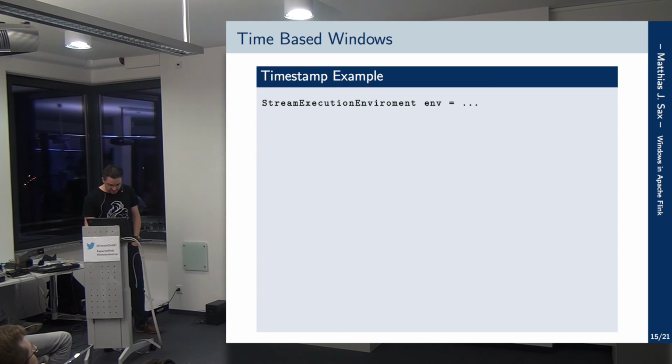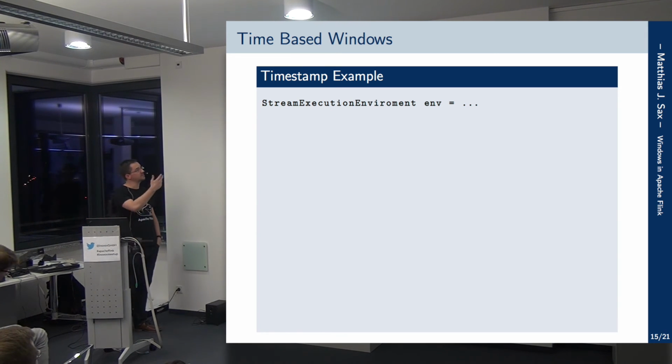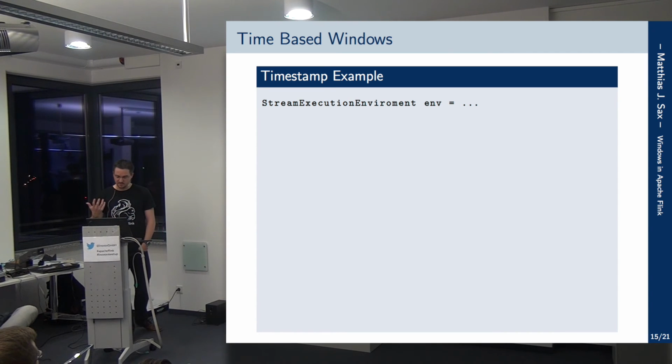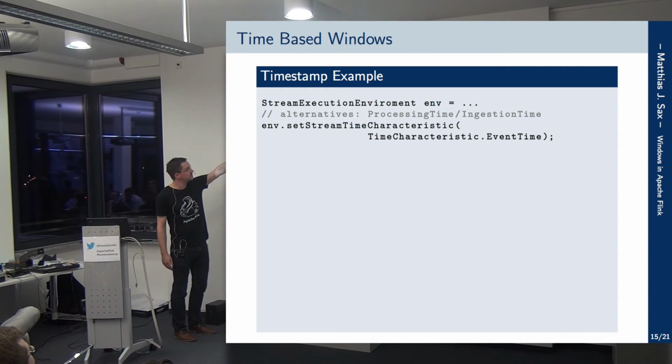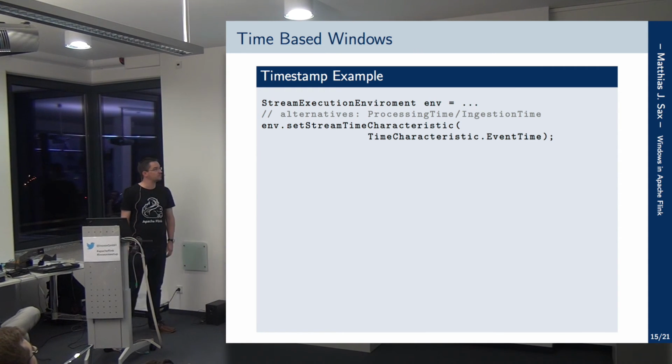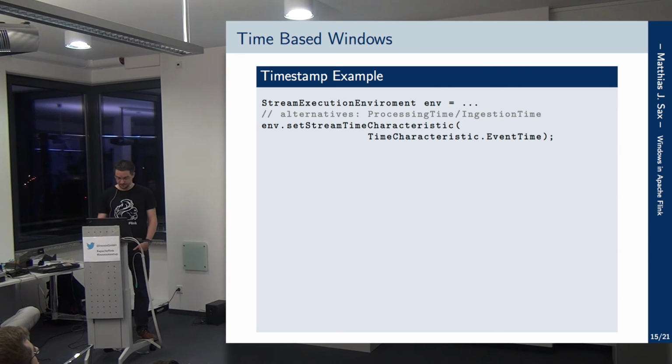So how can you express this in Flink? Basically, you start your program, and in Flink, if you do a streaming program, you always use this stream execution environment. That is the basic building block where you plug together your topology. And then you can say, well, I want to define what timestamp characteristics the system really should use. In this example, I use the event time, and Flink also supports processing time and ingestion time.